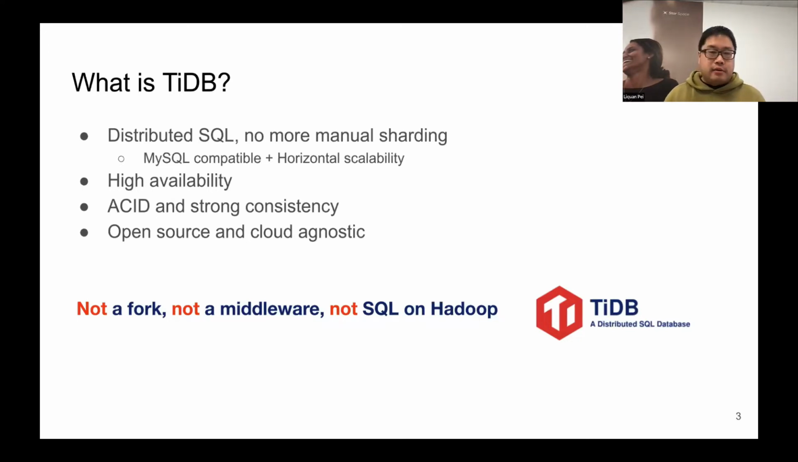It is highly available because it's distributed. It has replication and transactions built into the database. From the user perspective, if anything fails for a certain transaction, you can just safely retry because TiDB supports transactions. TiDB is open source from day one and is cloud agnostic. It can be deployed on bare metal, virtual machines, on Kubernetes, and on different cloud providers. It's not a fork, it's not a middleware, and it's also not a SQL on Hadoop. We built a database from scratch, and we are using Go and Rust.